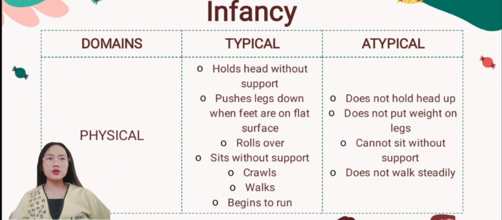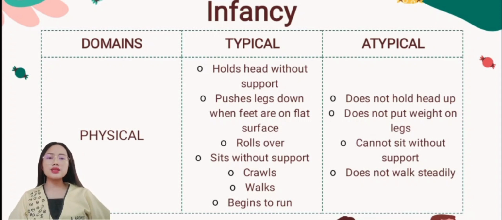Let us take a look at the chart to see the typical and atypical developmental milestones in the infancy stage. There are four domains here: the physical, socio-emotional, language, and cognitive. And in the second and third columns, the typical and the atypical.